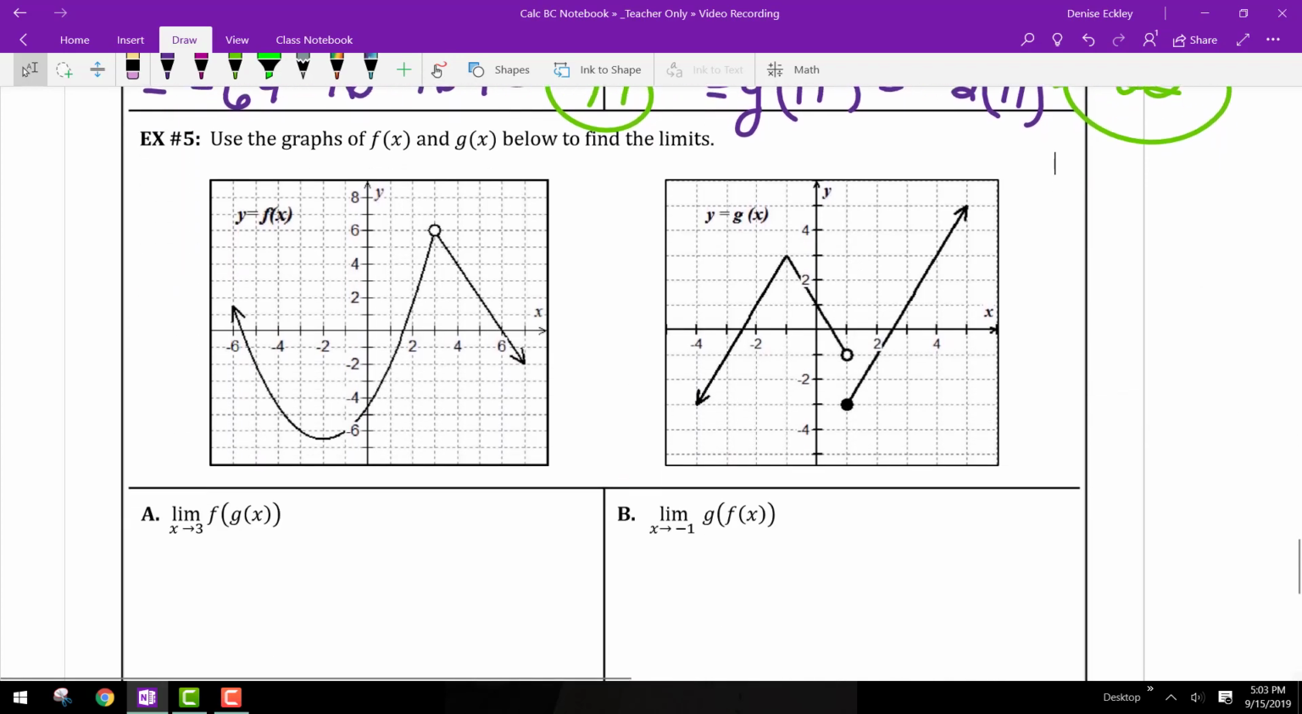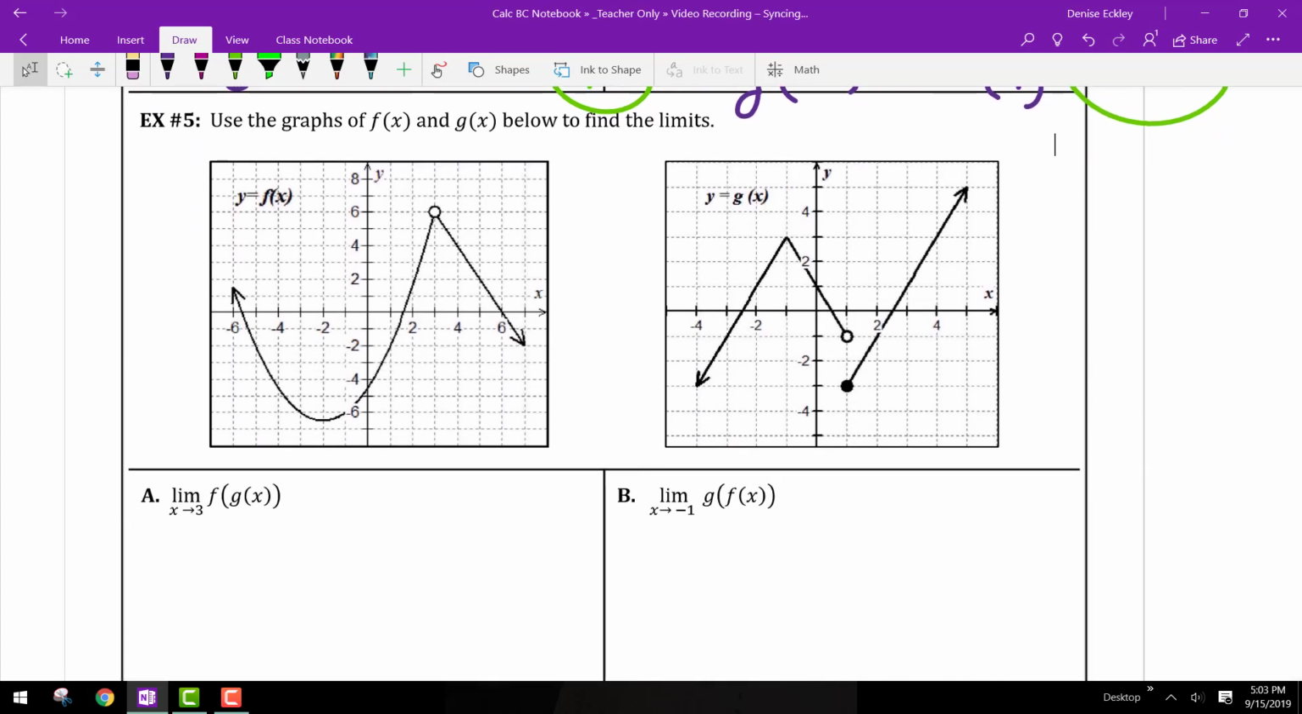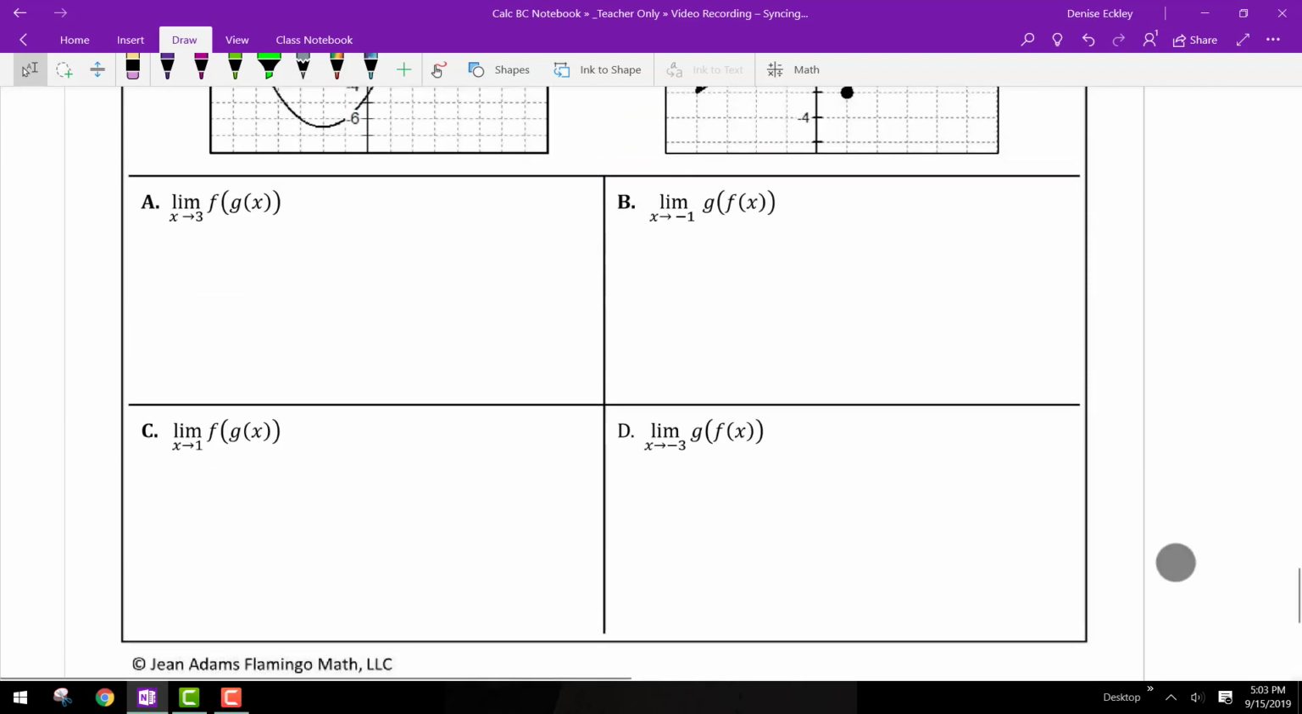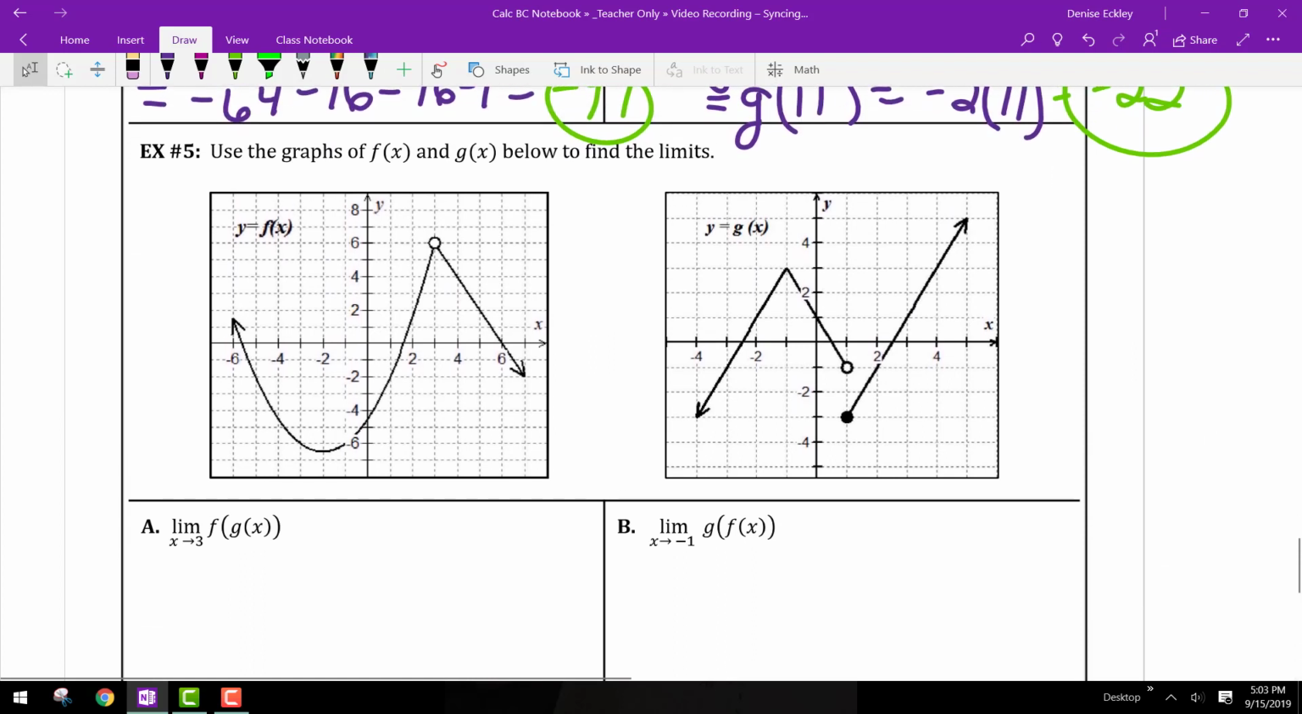Okay, we can do the same thing using graphs. Again, I'm going to do A and B, and then you can do C and D on your own. Okay, so f and g are listed graphically, and the first limit they ask us to find is the limit as x approaches 3 of f of g of x. So we are going to rewrite this using our composition rule as f of the limit as x approaches 3 of g of x.